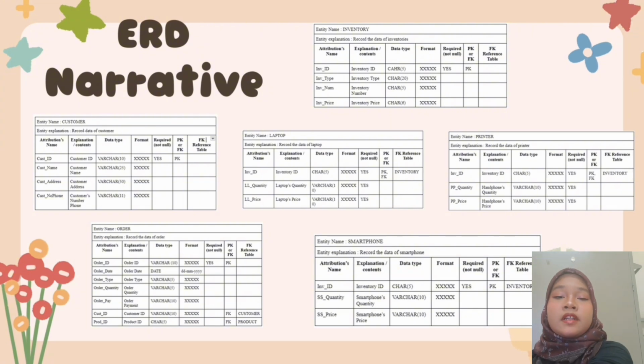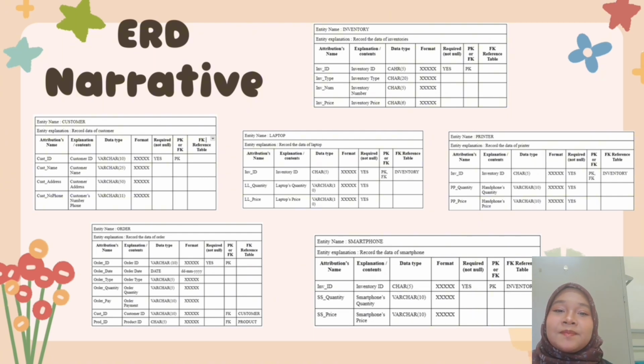We also have laptop, whose attributes are inventory ID, laptop quantity, and laptop price. The inventory ID in laptop is primary key and foreign key. Last but not least, the smartphone. The attributes for smartphone are inventory ID, which is also the primary key and foreign key, smartphone quantity, and smartphone price.